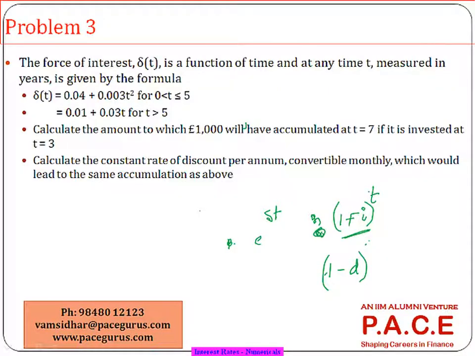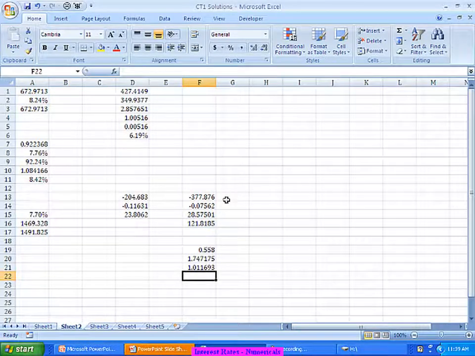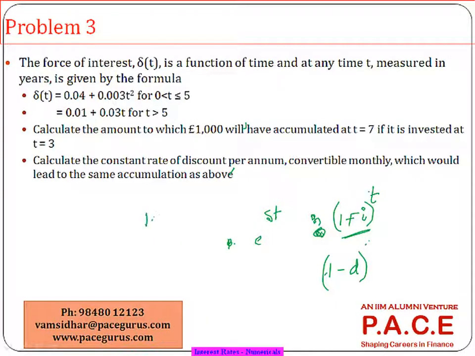From this I can, so if we quickly look at it, we got the multiplication factor as 1.7471. Calculate the constant rate of discount per annum convertible monthly.